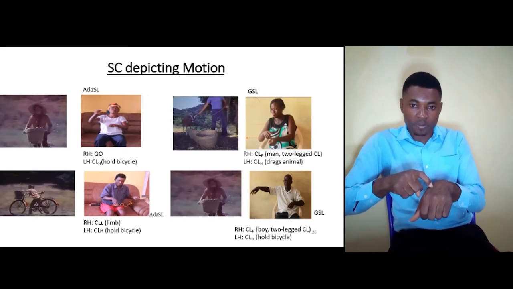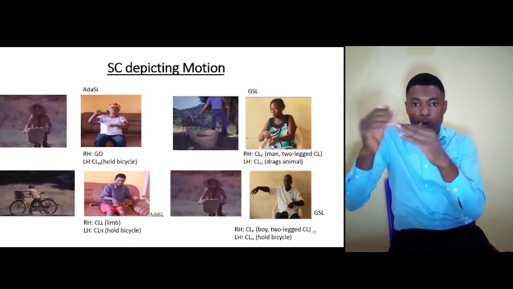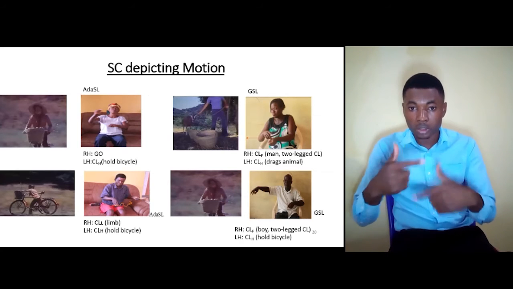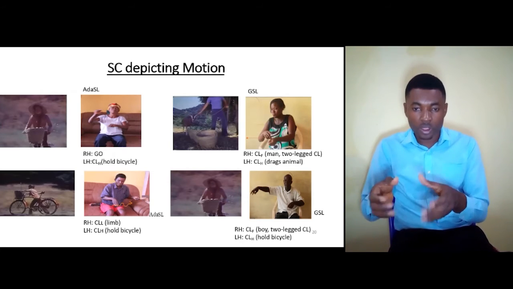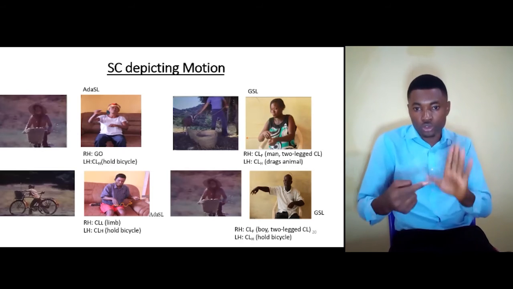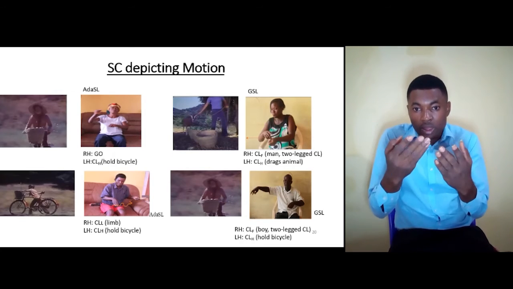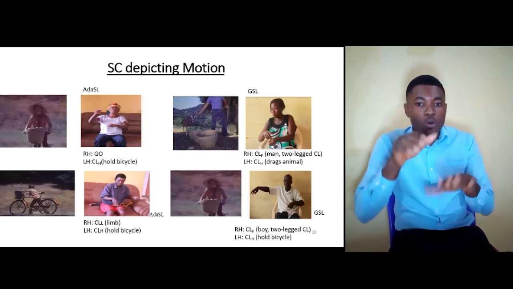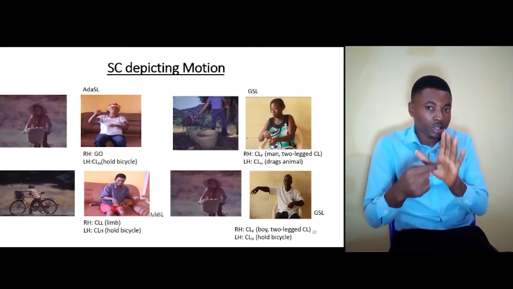So simultaneous constructions are used by signers to express motion. Both signers of Ghanaian Sign Language and Adamorobe Sign Language use entity classifiers, handling classifiers, and limb classifiers concurrently to express the motion of events, or even lexical items as expressed in the lexical sign go. So the examples on your screen show two events or one event being expressed simultaneously, or two referents being expressed simultaneously.